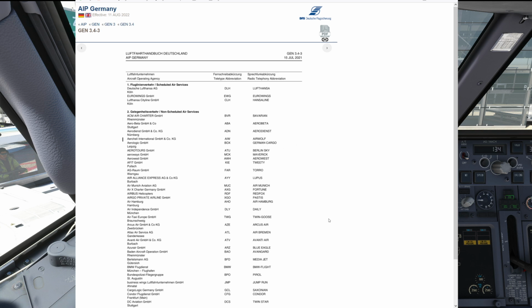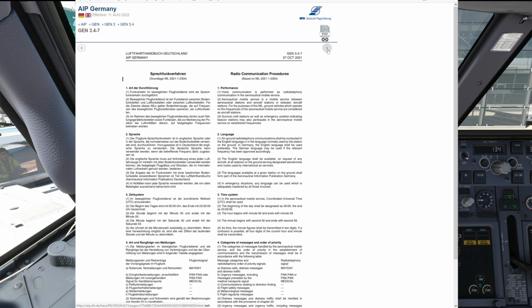So, the call sign of your airline you are going to find in here, for as long as it is a German airline, since this only lists German operators. Otherwise, if you need to find your call sign, just go on the Wikipedia page of the airline in question, and usually the radio telephony call sign of the airline is provided in the top right box on Wikipedia.